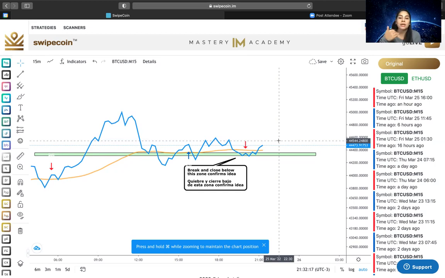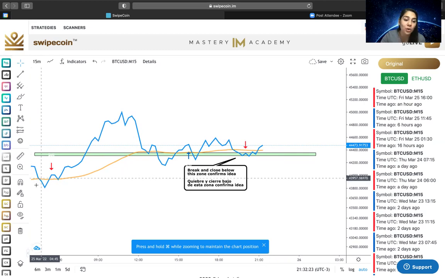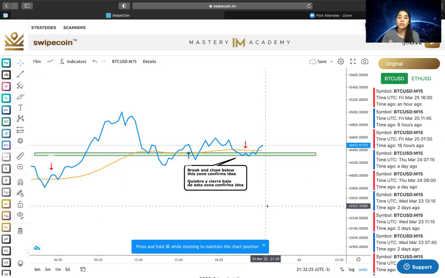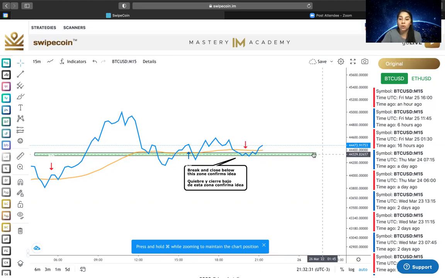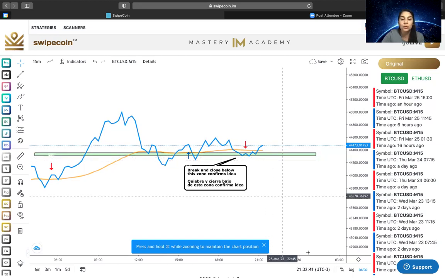If we were looking for a sell idea, I need that blue line to be below that yellow line. So essentially, once this comes down and actually breaks and closes below this zone, which is the zone we want to break and close under, meaning that we want this blue line to come down, stop below it, and then continue on down.